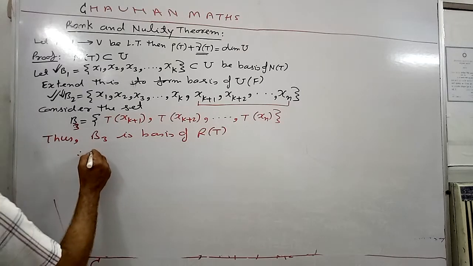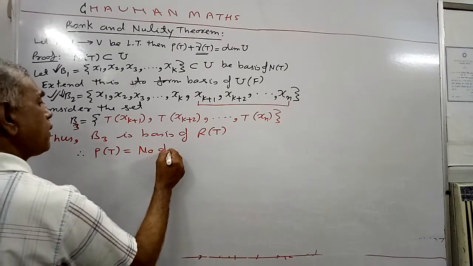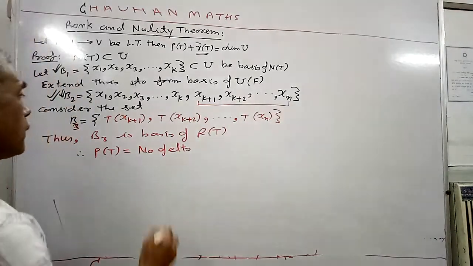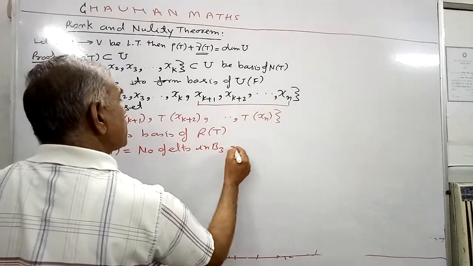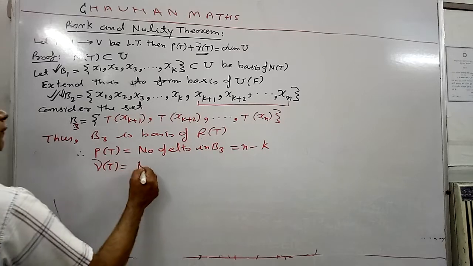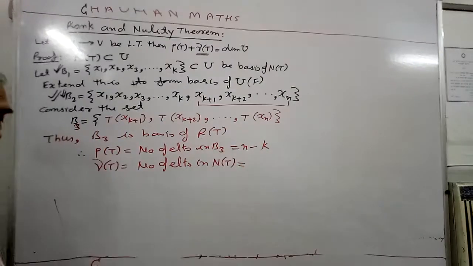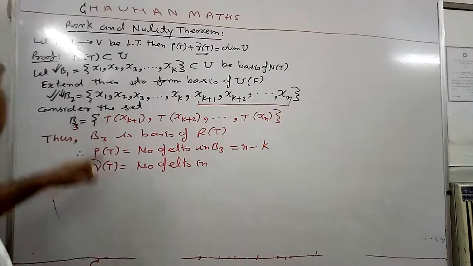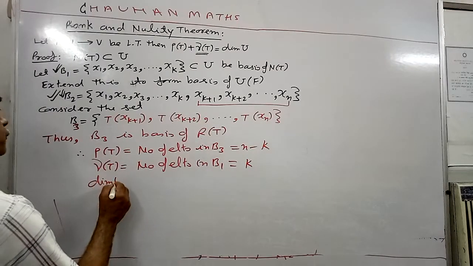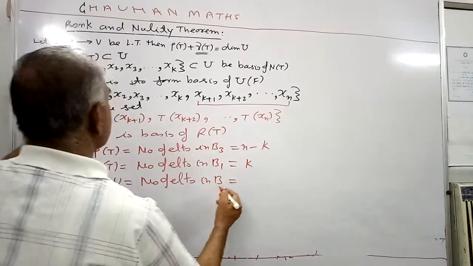So we have rank T, that is the number of elements in the basis of range T, the number of elements in B3, and that is equal to n minus k. Nullity is the dimension of the null space of T, the number of elements in the basis of the null space of T, that is B1, and that is equal to k. Dimension of U, that is the number of elements in B2, is equal to n.